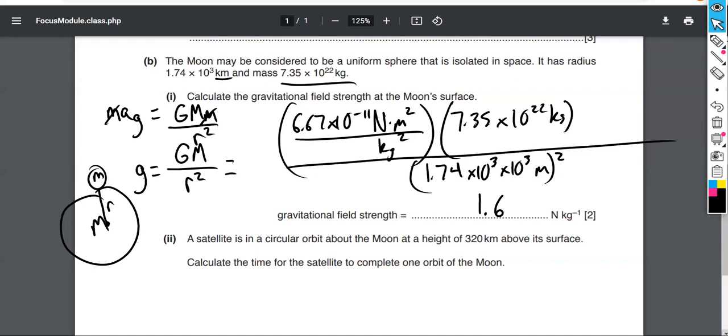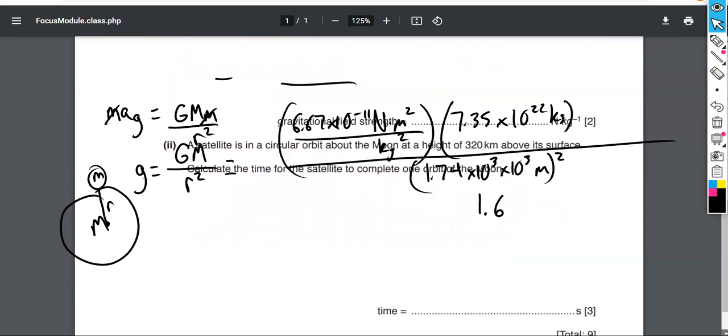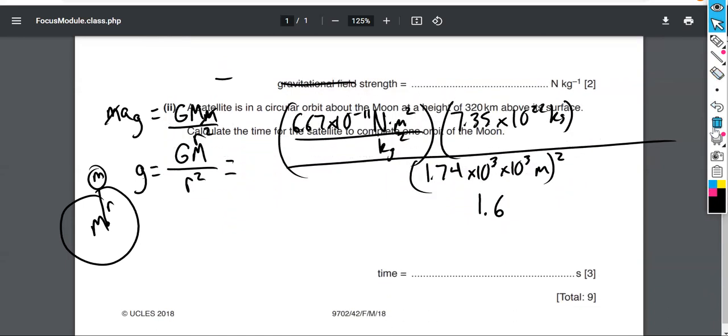The question goes on to read, a satellite is in a circular orbit about the moon at a height of 320 kilometers above its surface. Calculate the time for the satellite to complete one orbit of the moon. All right, you should be able to take care of that, no problem.